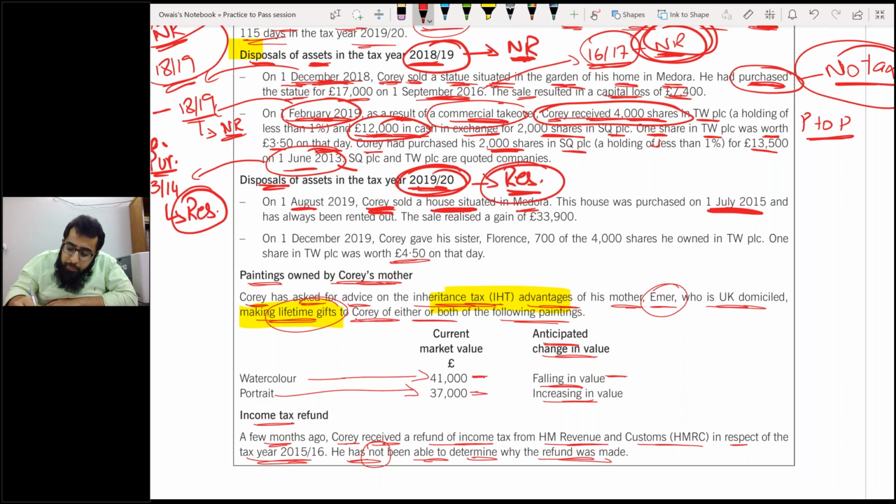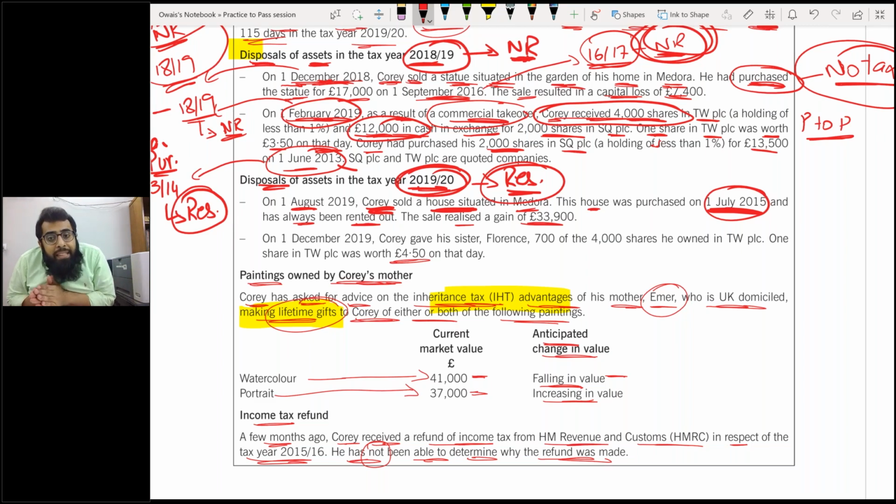This house was purchased on 1st July 2015 and has always been rented out. The sale realized a gain of 33,900. My friend, very simple. You sold this house when you were resident. Whenever you sell something when you are resident, you pay normal tax on it.